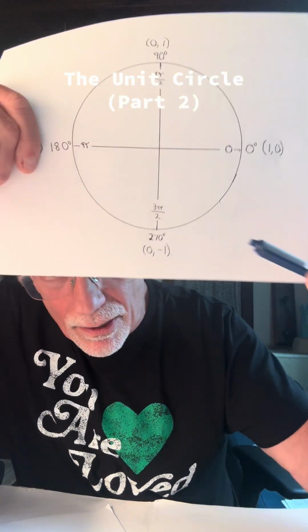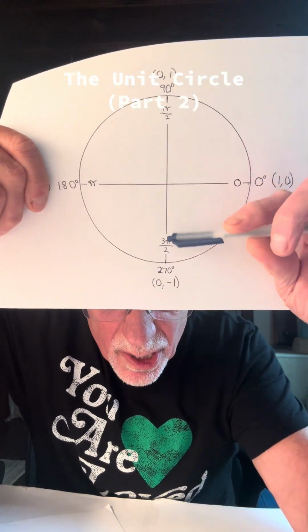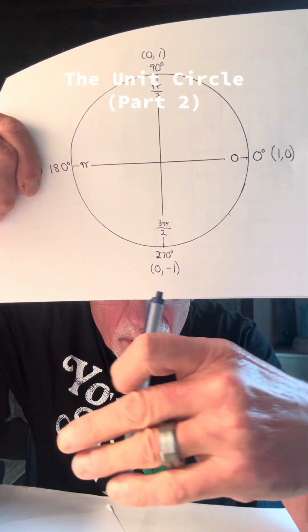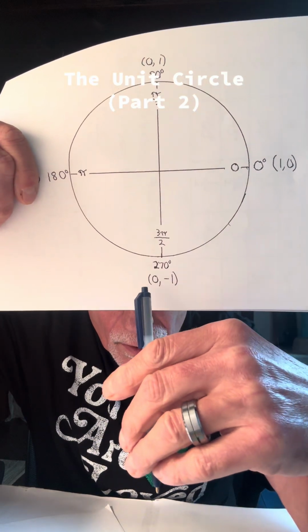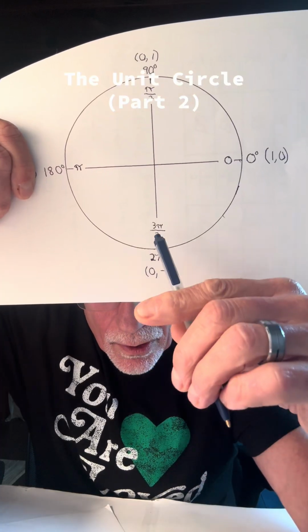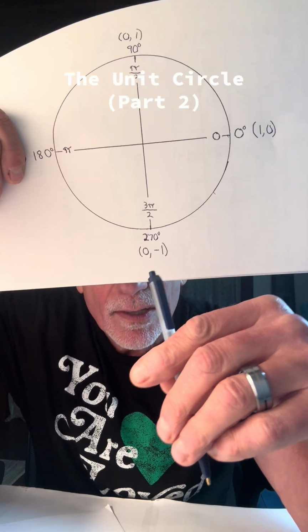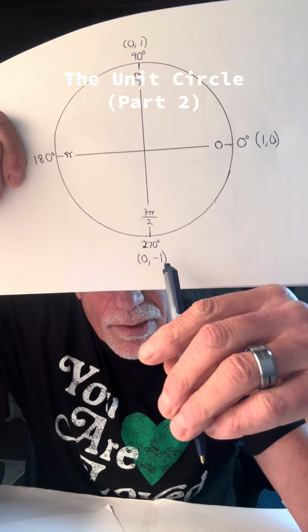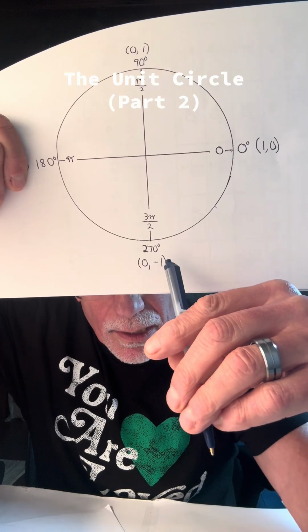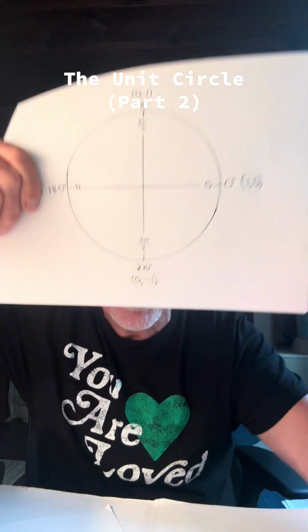And then down here we went over 0, down 1, so it has the ordered pair (0, -1), cosine, sine. So the cosine of 270 degrees is 0. The sine of 270 degrees is -1. Or 3 pi over 2 right there.